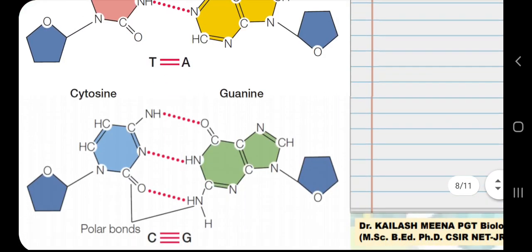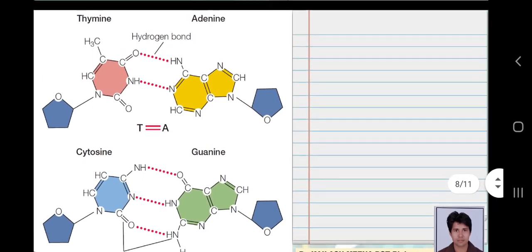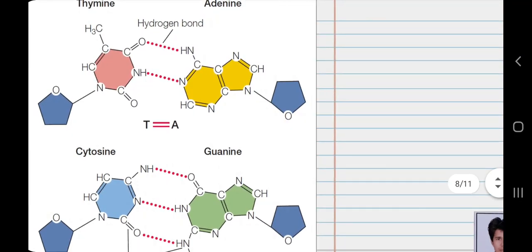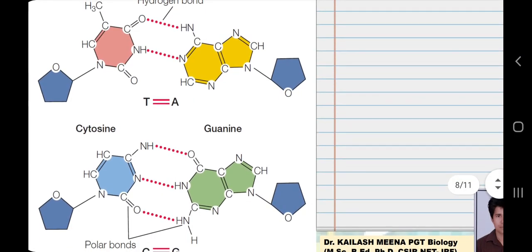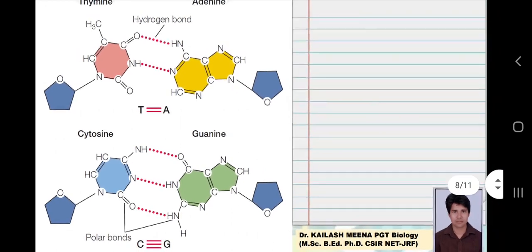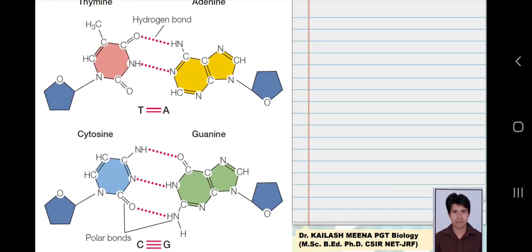Now going further, this is how nitrogenous bases hold together with hydrogen bonds. If anybody asks you why T is bonding with A and G is bonding with C, it is because of their structure. Structure plays a very crucial role in function. So T is hydrogen bonding with A and C is hydrogen bonding with G because of their structures.